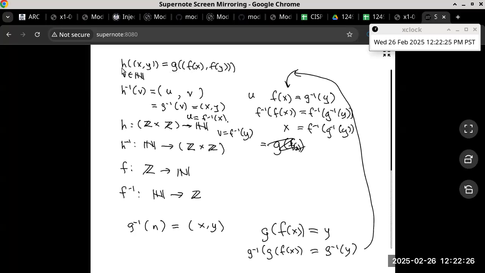Because when we computed h of xy, we applied g last. So when we look at the inverse, we have to reverse the effect of g first, so that we end up with the two natural numbers, and then the two natural numbers that we end up with, which are x and y, each one needs to be reversed back into integers, and that's why we have f inverse applied to x and y. Is that okay?